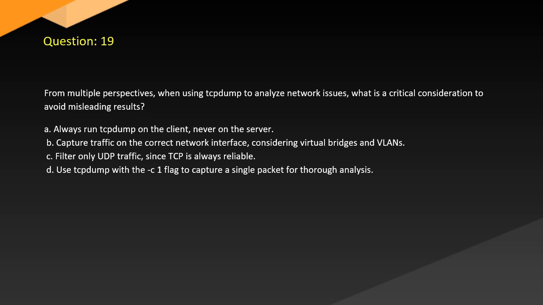What is a critical consideration to avoid misleading results? A. Always run tcpdump on the client, never on the server. B. Capture traffic on the correct network interface, considering virtual bridges and VLANs. C. Filter only UDP traffic, since TCP is always reliable. D. Use tcpdump with the -c 1 flag to capture a single packet for thorough analysis.